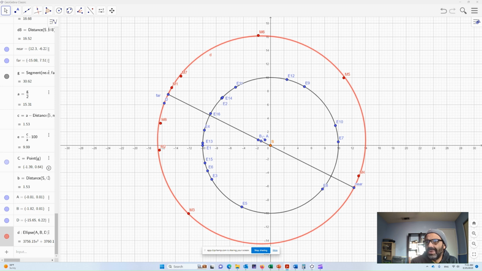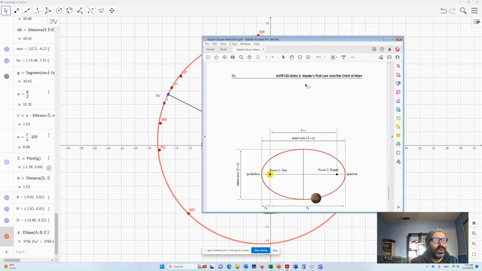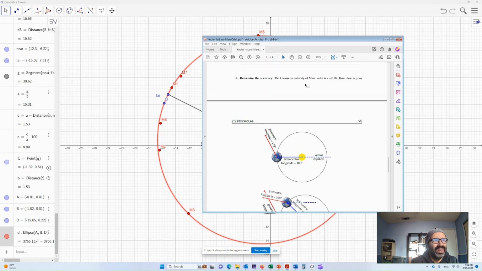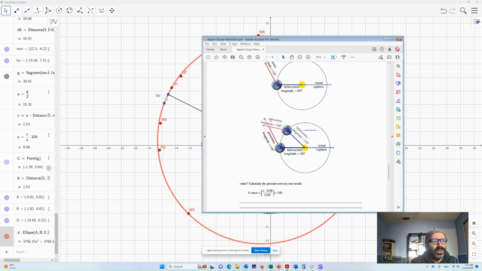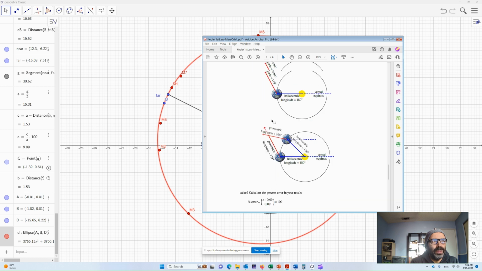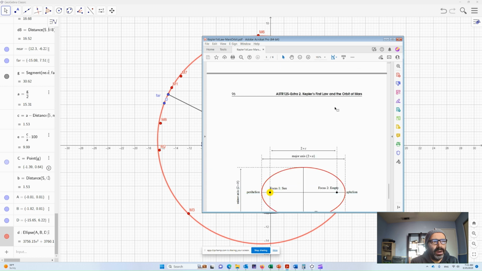Of course, this is well exaggerated. This is a far, far more eccentric path than what the actual path is. Let me go back into the calculations that I was showing. Again, the eccentricity is just the difference between the aphelion and the perihelion, over the sum of the two, which is the major axis. In this case, it's going to give me the value for the eccentricity. You're supposed to compare it to the known value of Mars, and you're going to come up with an error.